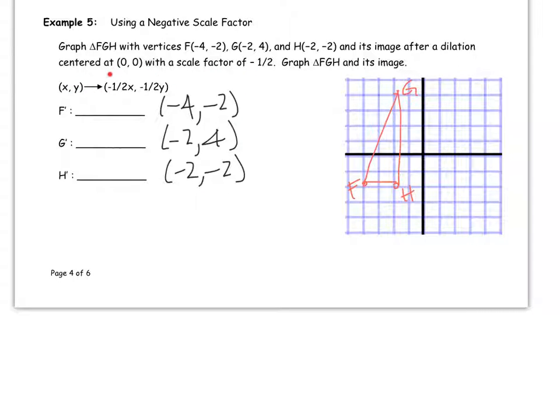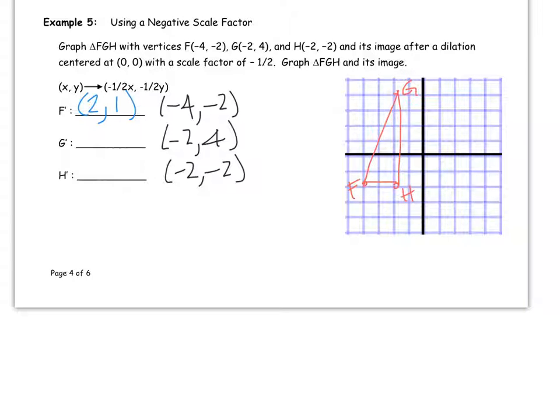So notice I already wrote here what your shortcut is, or basically how you're going to work this out. And really all you're going to do is take the pre-image coordinates, which I've written down here for you, and multiply them by the negative 1/2 to get our brand new ones, and then we can plot it. So let's get to multiplying. For F prime, negative 1/2 times negative 4 gives me positive 2. Negative 1/2 times negative 2 gives me positive 1.